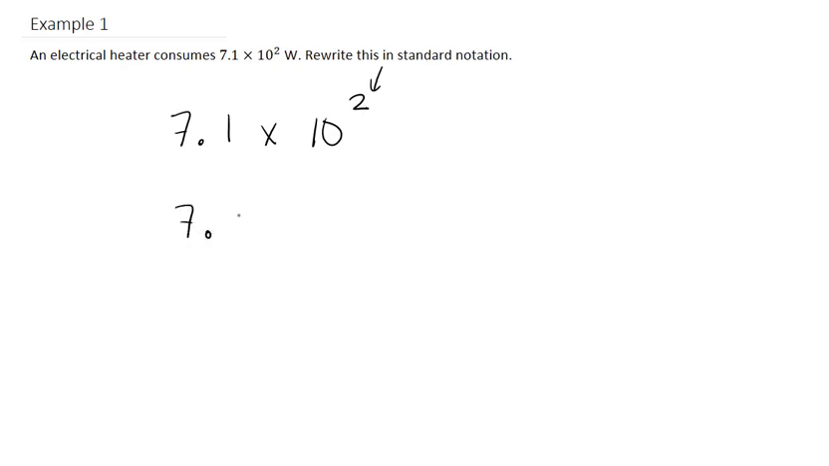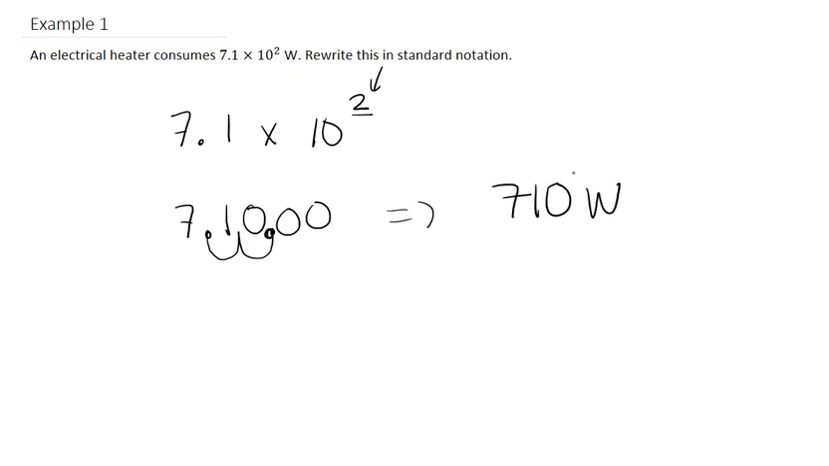So we take 7.1. Let's add some zeros. We notice that the number is 2, so we need to move the decimal twice. So we go 1, 2, and we place the decimal there. So our new number is 710 watts. So these two are equivalent to each other.